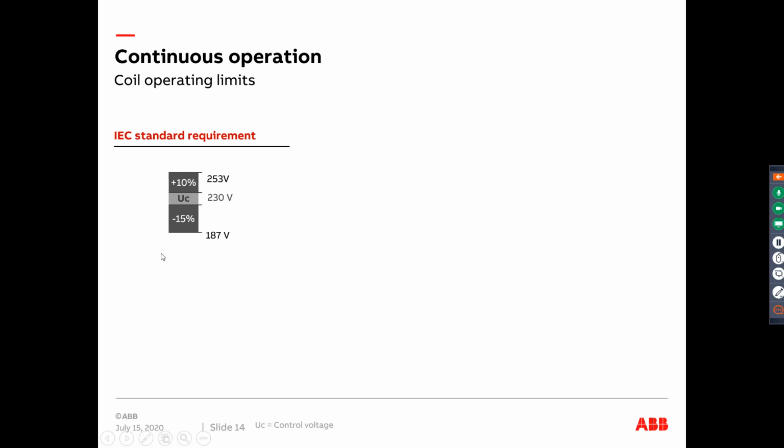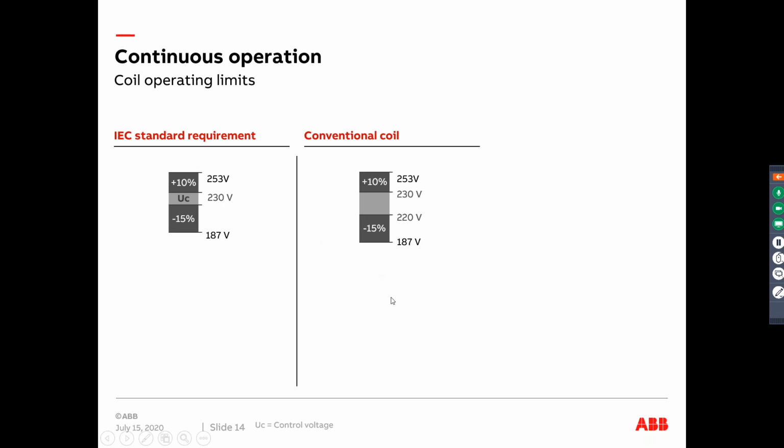Let's talk about coil operating limits. As per IEC, every control coil needs to have an operating limit, a tolerance: minus 15% of the rated voltage and plus 10%. Our conventional contactors used to be rated at 220 or 230 volts. Minus 15% is 187, and plus 10% is 253. So one coil could operate without any issues from 187 to 253 volts.